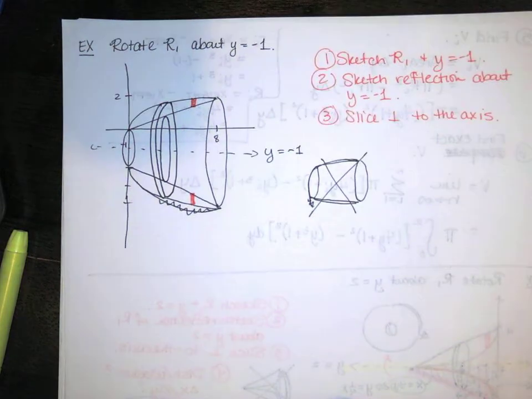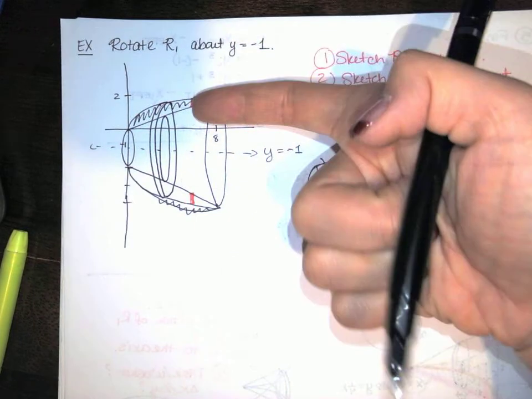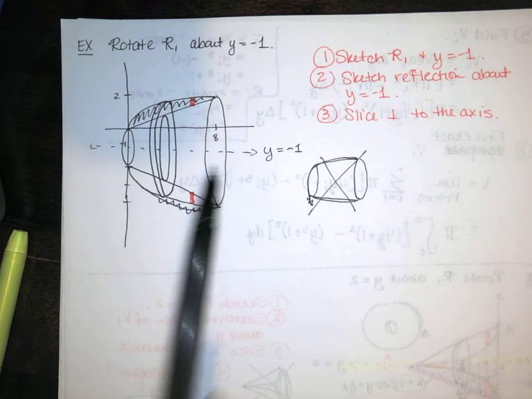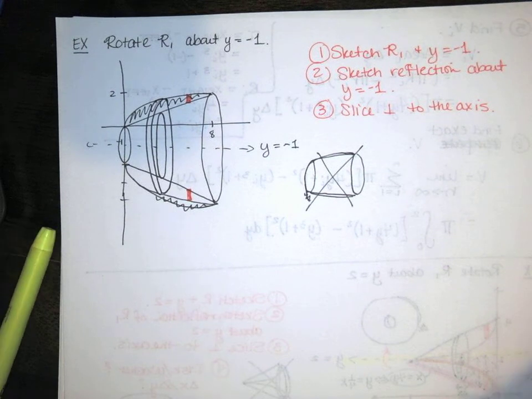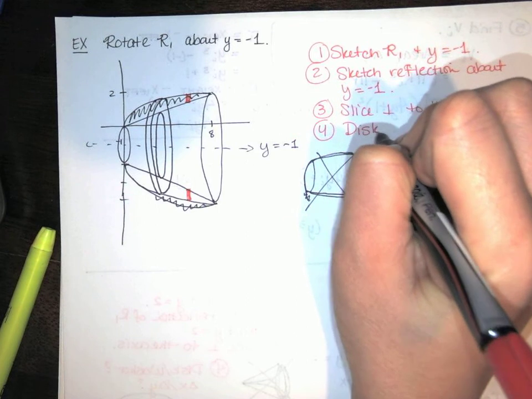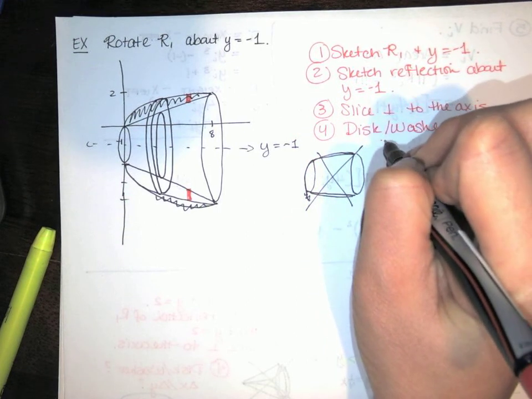Notice I have washers, because this was my region, right? And I took it and I rotated it around. There is a gap between that region and this line y equals -1. Okay, so we slice perpendicular to the axis. Now we decide between disk or washer and delta x or delta y.